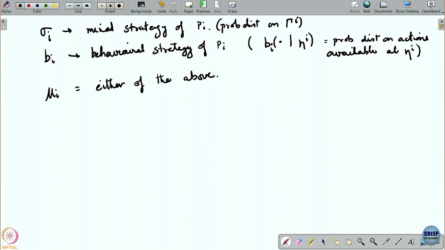So when I write "for all mu_i", for example, it would mean that it could be all mixed and all behavioral. That's what it would mean.